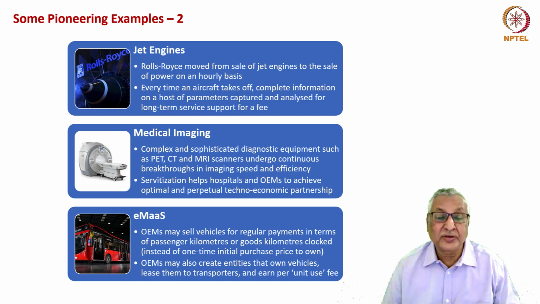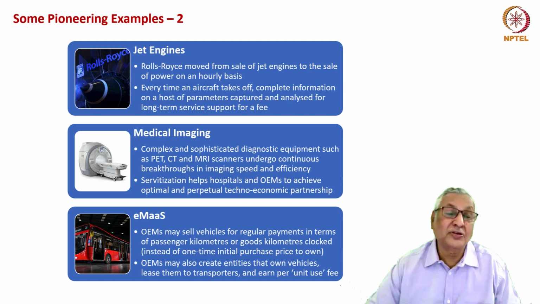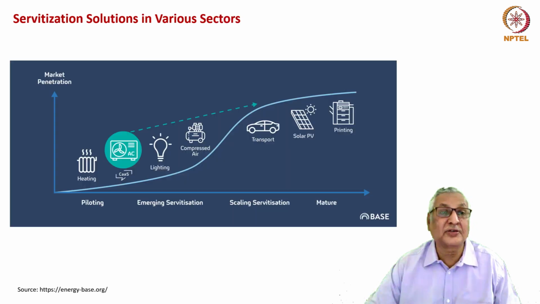Mobility as a service is another great example, particularly relevant for the costlier electric connected vehicles. Original equipment manufacturers may sell vehicles for regular payments in terms of passenger kilometers run or goods kilometers clocked, instead of the transporters paying a one-time initial purchase price to own the vehicle. And from ownership, therefore, you have moved to mobility. Similarly, OEMs may also create entities that own vehicles instead of the transport operators, lease them to transport operators to operate them the way they like, but earn a per unit use fee. And this is another pioneering way in which the automobile industry is transforming itself.